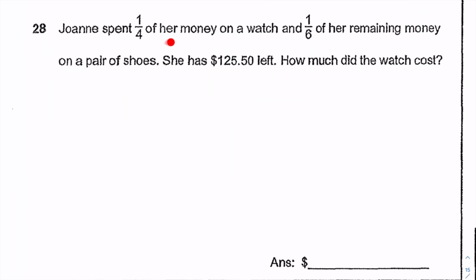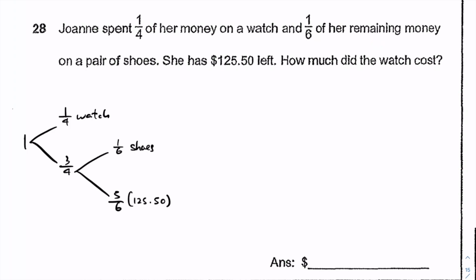Joanne spent 1/4 of her money on a watch and 1/6 of the remaining. Oh, fraction of something, fraction of the remaining. This is a branch method question. So let's have the diagram, shall we? 1/4 on the watch. The remainder is 3/4. Of this remainder, 1/6 on shoes. The remainder, therefore, is 5/6.